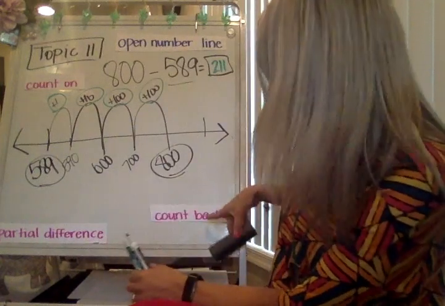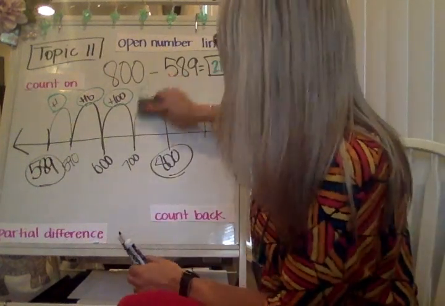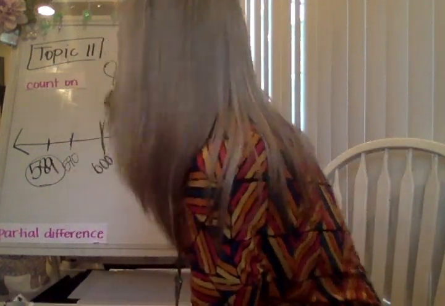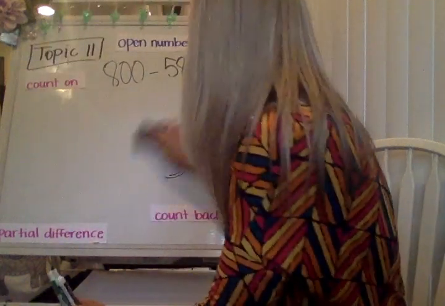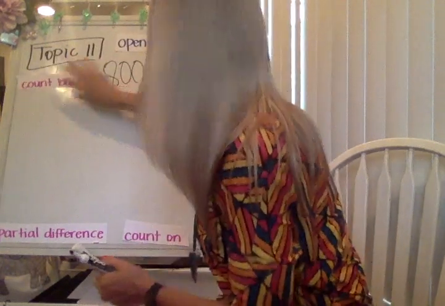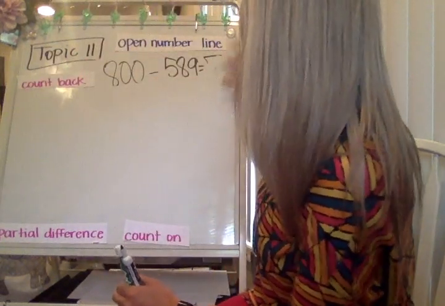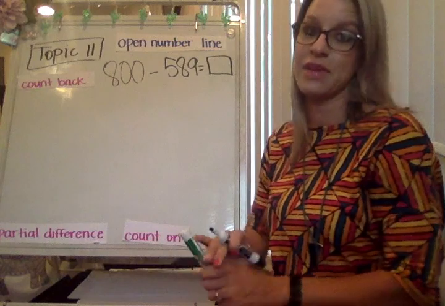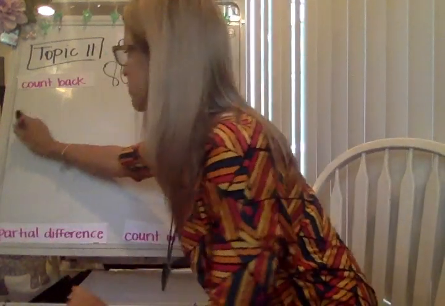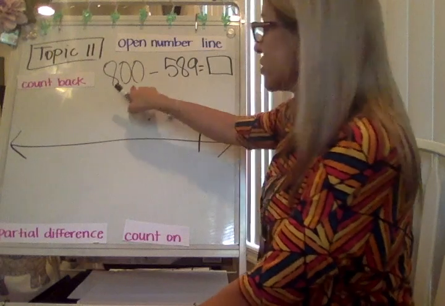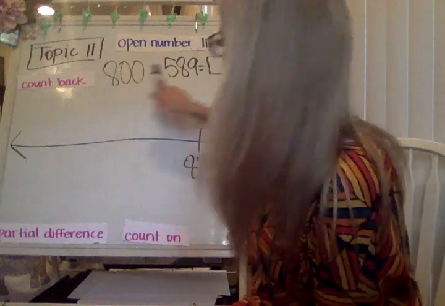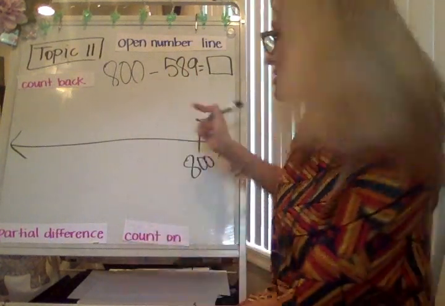The next strategy I'm going to show you is counting back. I'm going to take that same equation, but I'm going to use the open number line to show counting back. We're going to erase this difference. Even though it should be the same difference, we want to make sure we get to that same answer. All right, so counting back, draw your open number line. We are starting at the larger number here, 800, and we're going to jump backwards until we get to 589. Now I'm going to start with some jumps.